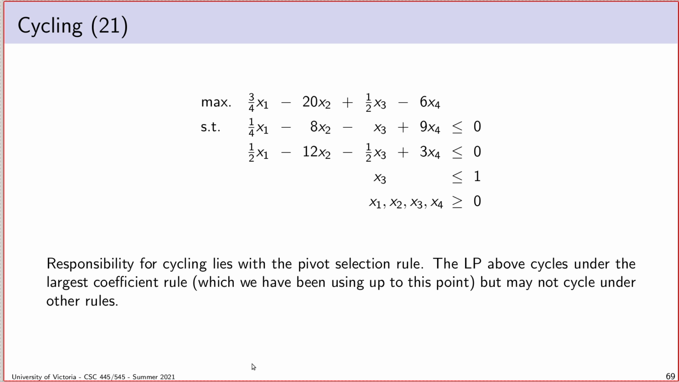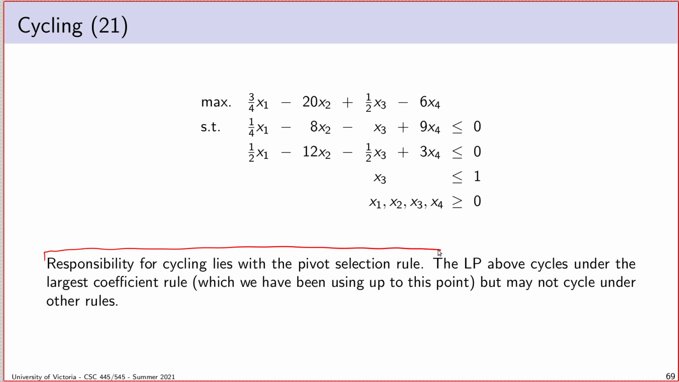So this slide is actually jumping to a conclusion. We shouldn't say that the responsibility lies with the pivot selection rule. I guess what I meant to say here was that in the example we just went through, the pivot selection rule was the reason why we ended up cycling. If we had chosen a different pivot selection rule, we might have been able to avoid cycling. There are lots of different pivot selection rules. We'll talk about a few in the next lecture.